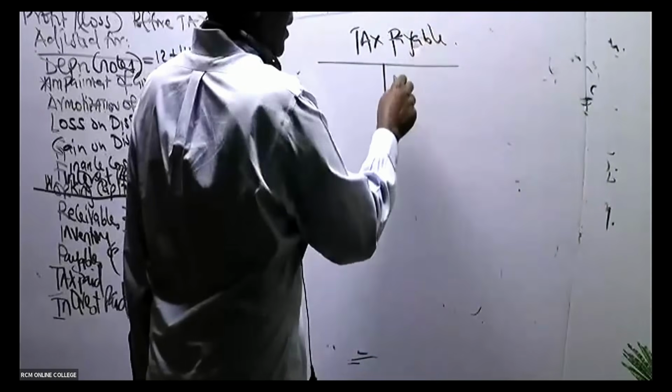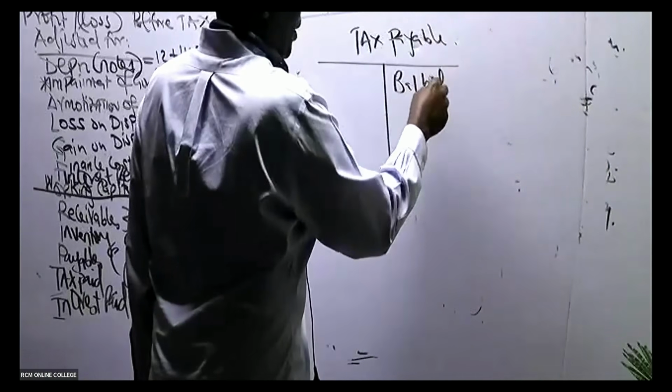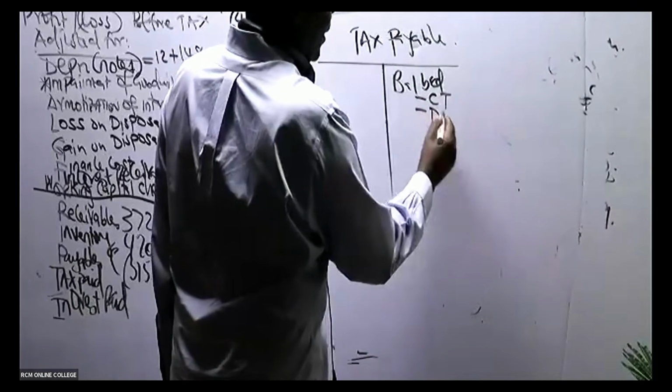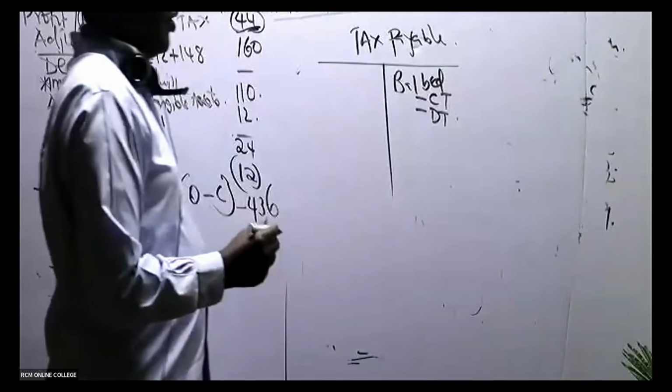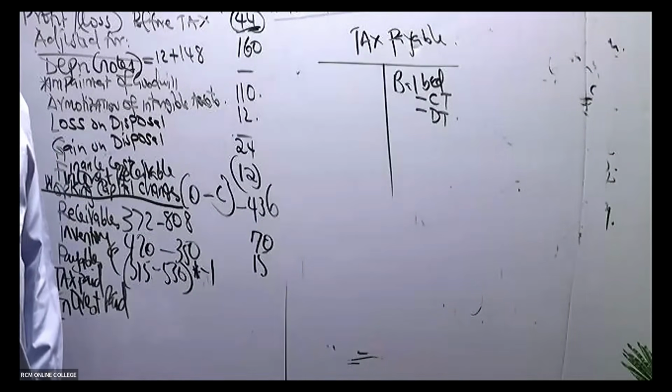Because for tax paid, if you wish, you can do a T account for tax liability. So you give me balance brought down. Remember here you combine current tax and deferred tax. So balance brought down, of course, will go to the credit side simply because this is a liability.